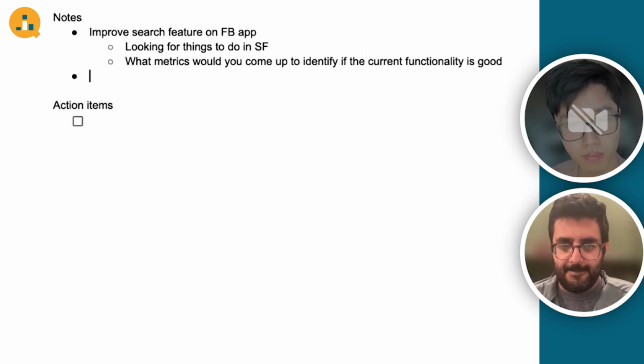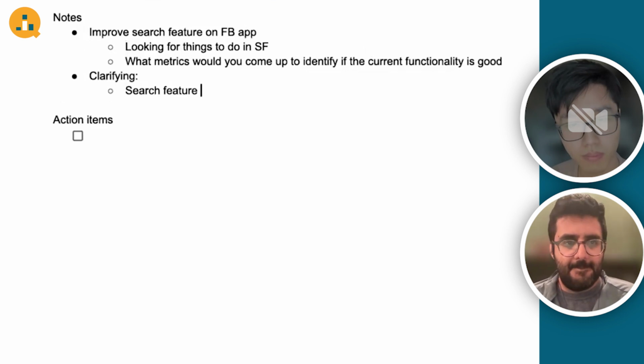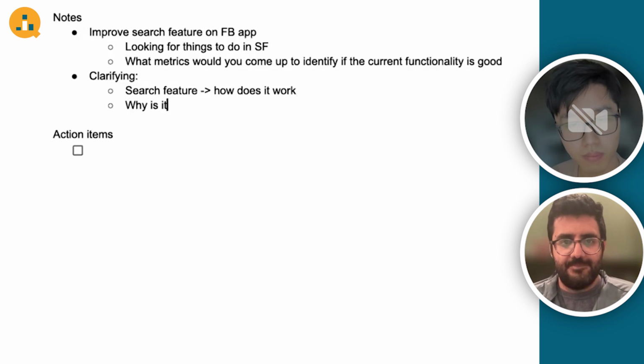My name is Lee. I'm also a data scientist working for a ride-sharing company right now. So I think the first thing I have is some clarifying questions. First of all, how does the search feature work? What kinds of results are returned? Is it on the main page or on a sub page, for example? That's my first question. Secondly, I want to understand why this is specific to SF. I just want some more background information, so maybe that can help guide my thought process.